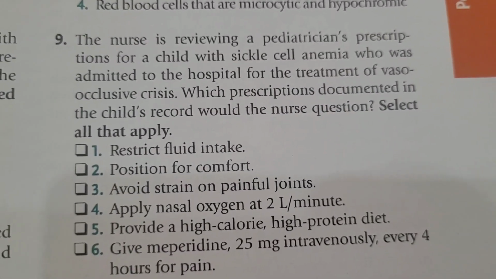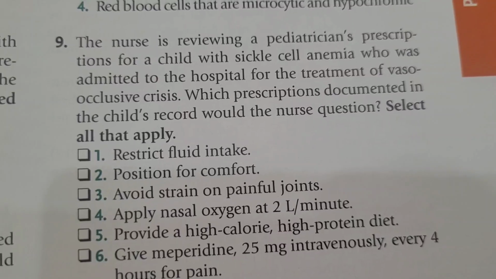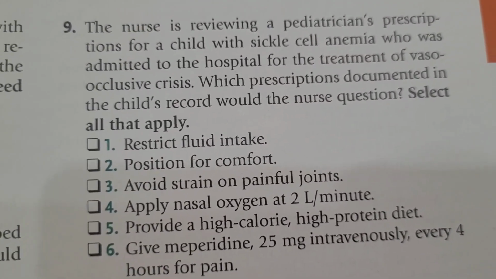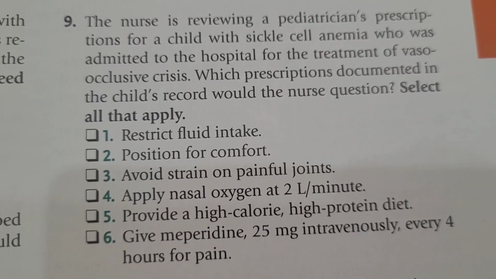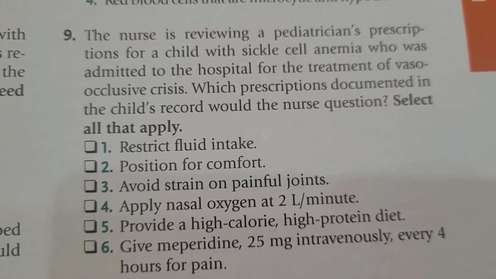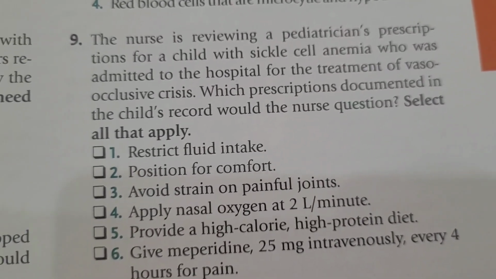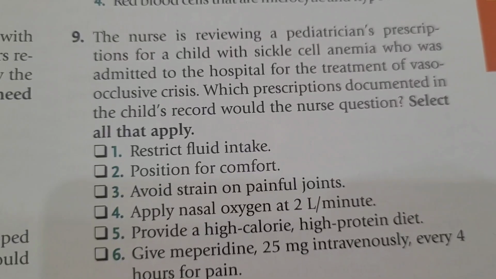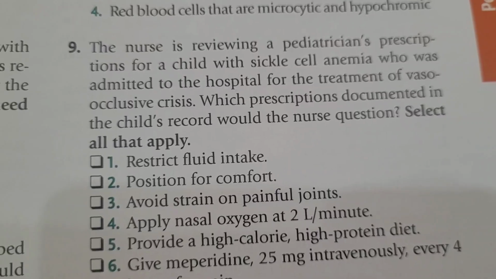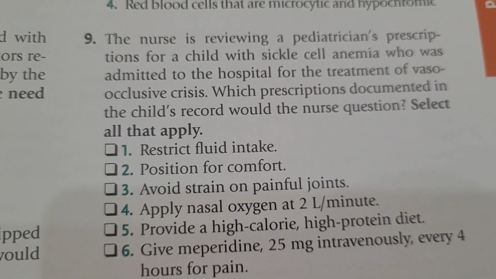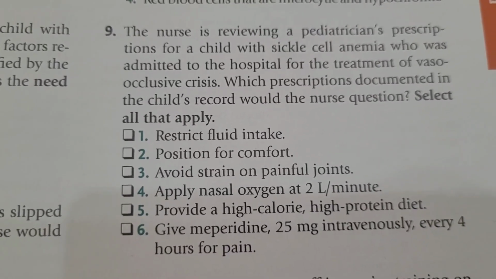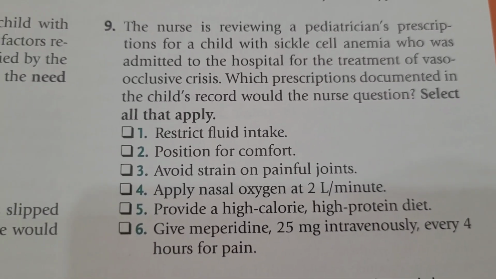Our next question is, the nurse is reviewing a pediatrician's prescription for a child with sickle cell anemia who was admitted to the hospital for the treatment of vaso-occlusive crisis. Which prescription documented in the child's record would the nurse question? Select all that apply. So focus on the subject, identifying the prescription that needs to be questioned, and on the pathophysiology that occurs in sickle cell disease. So here we will select the option that is not correct. Which prescription documented in the child's record should the nurse clarify?